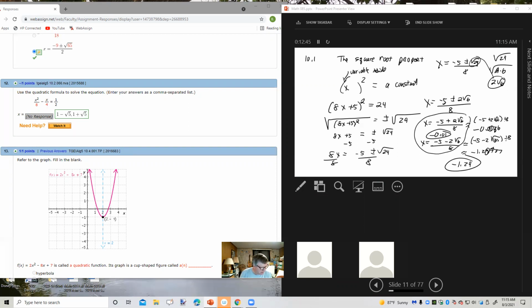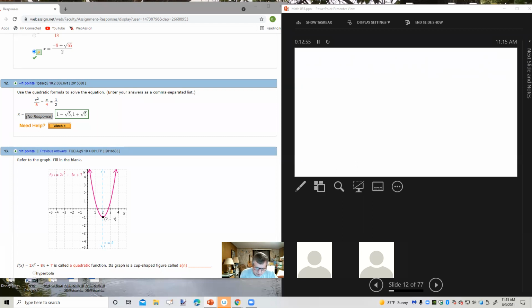All right, so that's the square root property. Then section 10.2, we moved into using the quadratic formula. You should have the quadratic formula memorized. X equals negative b plus or minus the square root of b squared minus 4ac all over 2a. So to use the quadratic formula, you have to take an equation and put it in standard form.